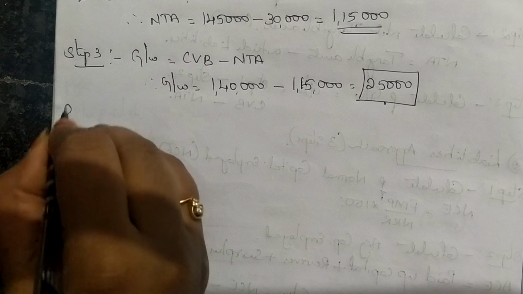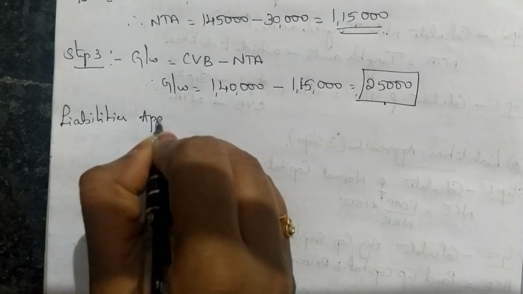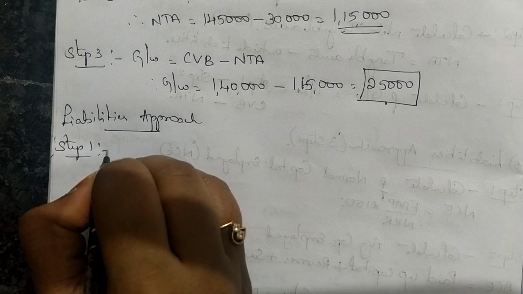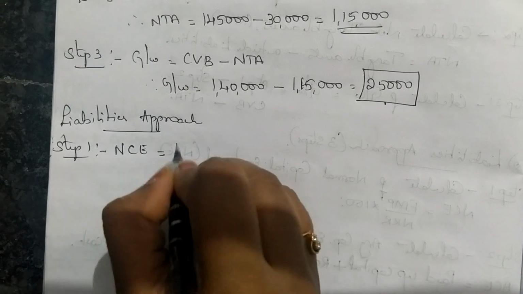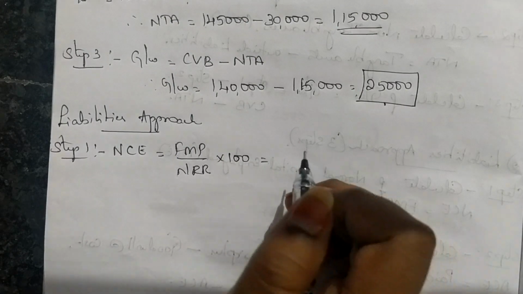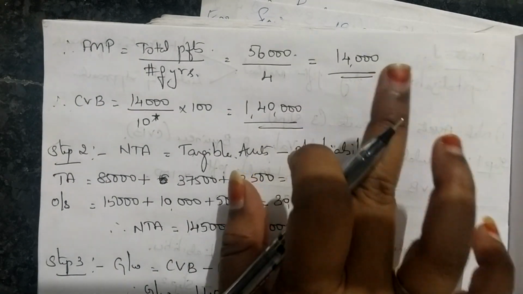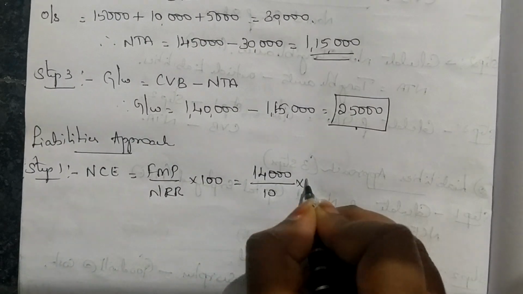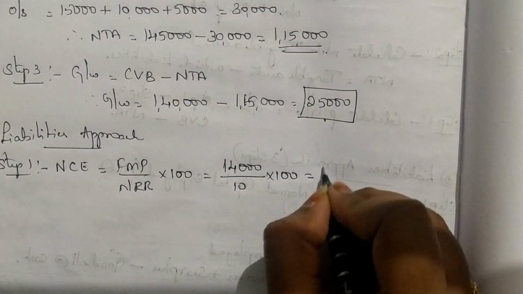Similarly, we'll do it for the liabilities approach or average capital employed approach. Both mean the same. Same step 1 using the formula. You all know what the formula is. The actual formula is your normal capital employed, which is given by FMP divided by NRR into 100. FMP remains the same. There is no change. Whatever we have calculated, this only will be continued for the liabilities also. So FMP is 14,000 divided by 10 into 100. So step 1 remains the same, which is 1,40,000.